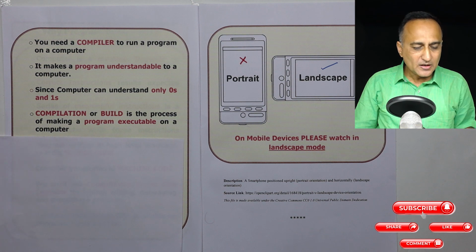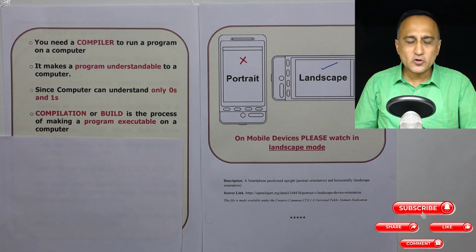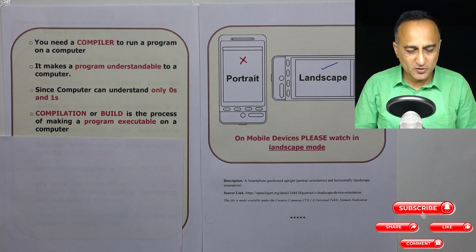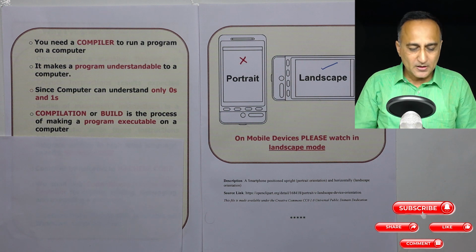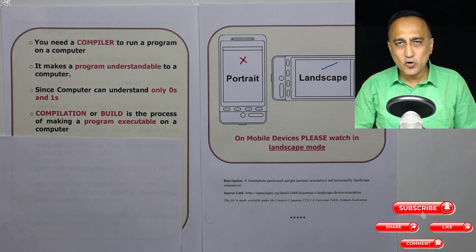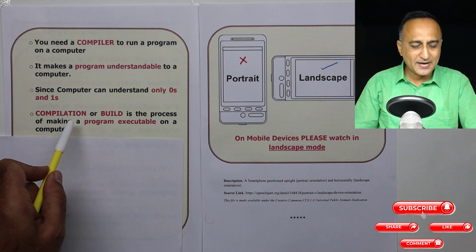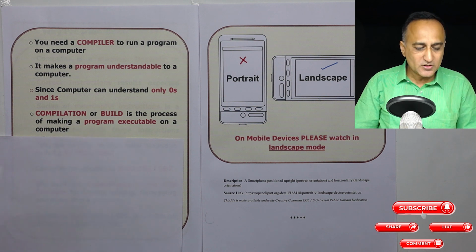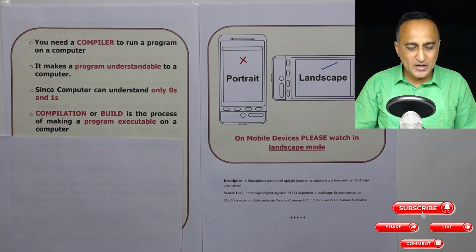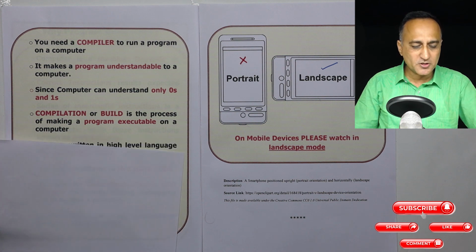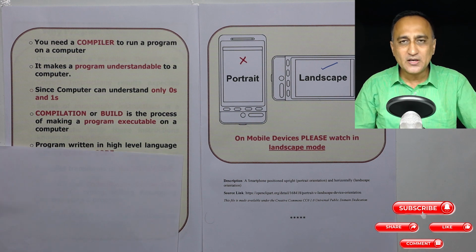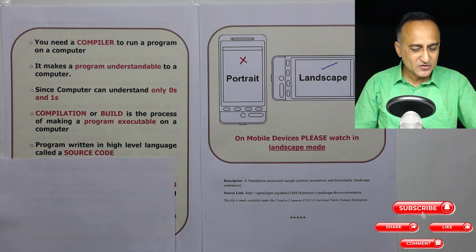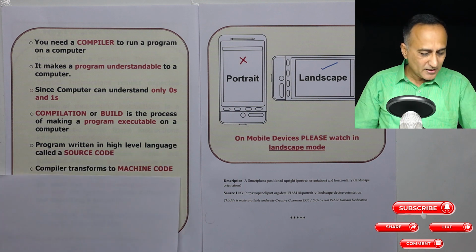The reason I had already told you why we require a compiler is because computers speak the language of ones and zeros. There's nothing called high level language for a computer. It's all machine level language. The process of converting a program in high level language to object code or machine code is known as compilation or build process. This is a process which converts a program in high level language to machine code or object code and helps you make a program executable, because it consists of ones and zeros. This is a commonly used terminology here.